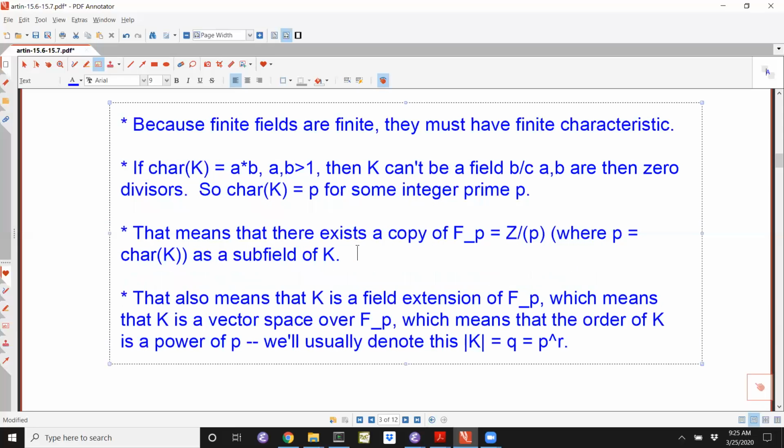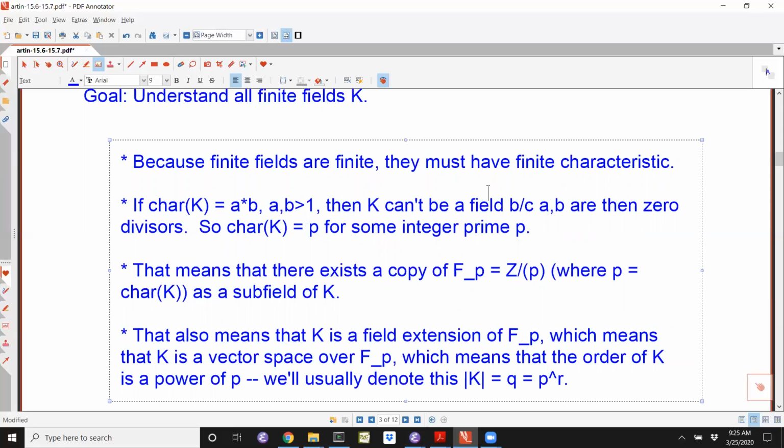That means that somewhere buried inside any finite field is a copy of the integers mod P, where P is the characteristic of K. Which also means that K is a vector space over F_P, which means that the order of K is a power of P. So just using the theory we've developed so far about fields in general, we now know the very useful fact that the order of any finite field is a power of a prime. So the characteristic is P, and the order of that finite field has to be a power of a prime. Is everybody good with that so far?